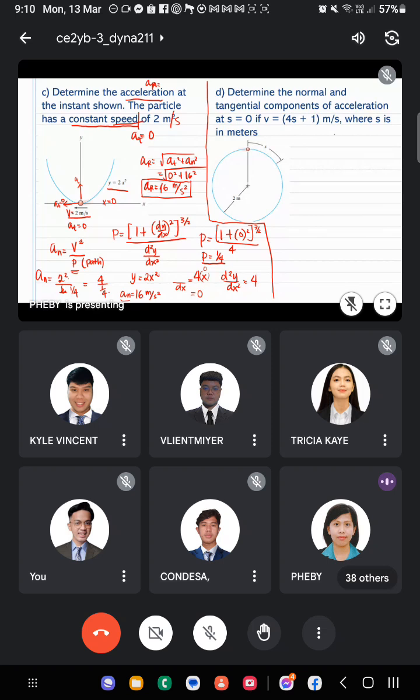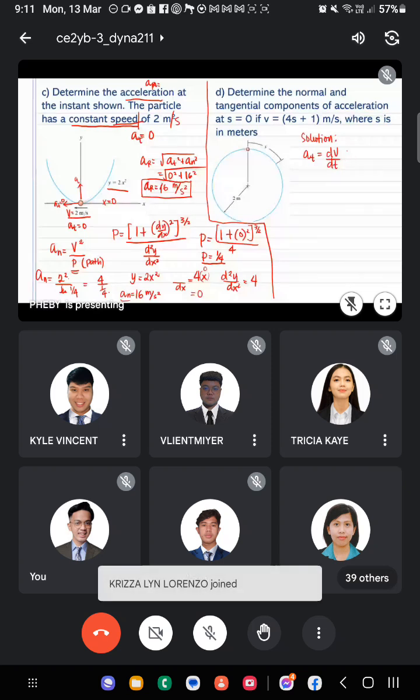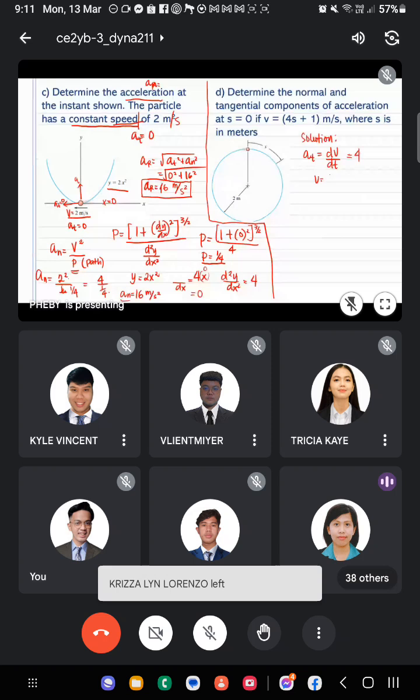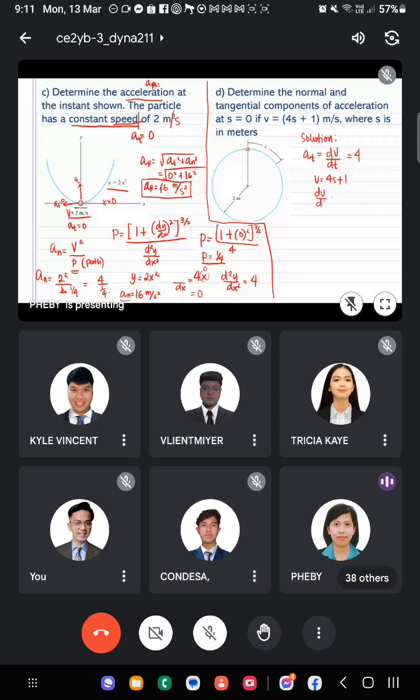So pag sabi dito, nung ang S daw is 0, yung velocity is 4s plus 1 meter per second. So our solution is acceleration tangential, so dv over dt. So this is 4, tama ba? dv over dt is 4. So yung ating acceleration AT is 4 meter per second square. So, normal acceleration naman, yung hahanapin natin. Acceleration normal is velocity squared over r. Since meron tayong r dyan na 2 meters.